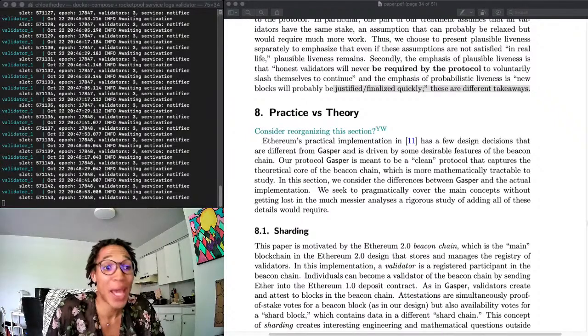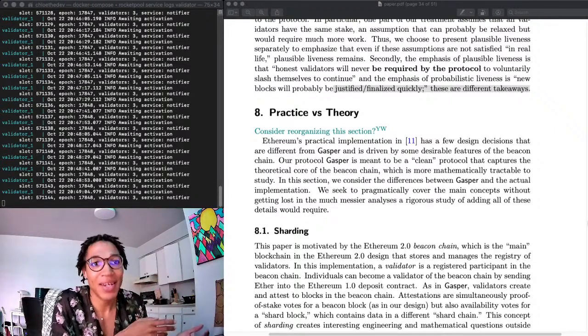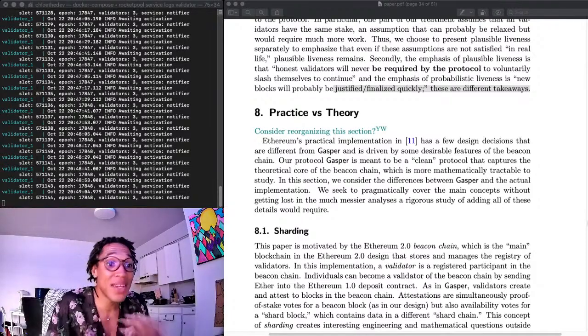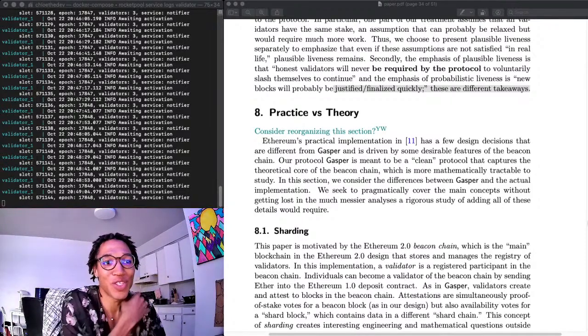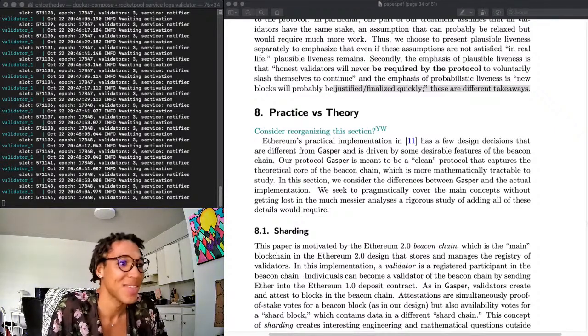I'm going to be doing another paper review. I'm hoping to get through chapter 8, Practice versus Theory, chapter 9, the conclusion, and the appendix all done relatively soon, but I don't know if that'll happen because Bianca gets home in around 20 minutes. So we're just going to see what we get and get into it.